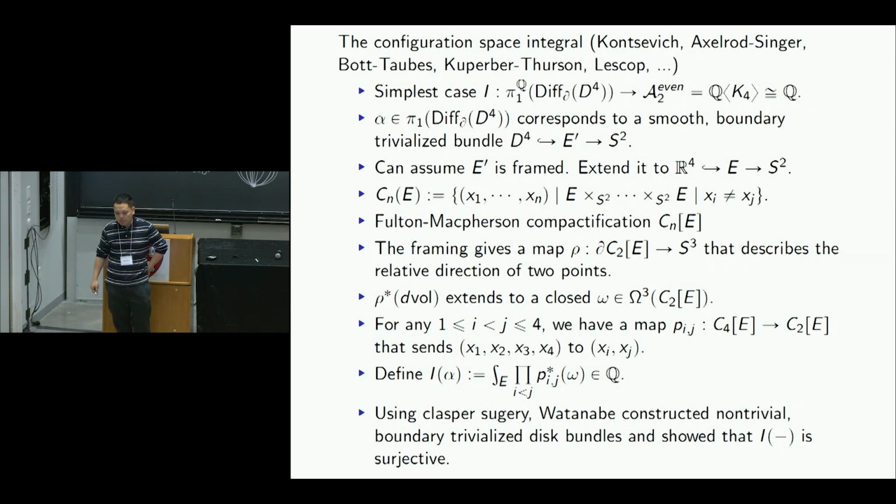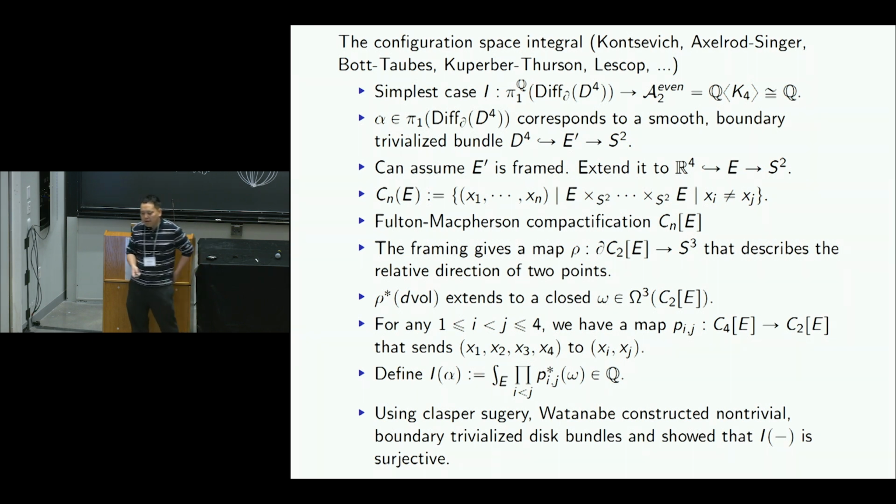Maybe let me talk about the invariants. This is the configuration space integral. It was proposed by Kontsevich and studied by many people over about 30 years, including Axelrod, Singer, Bott, Cattaneo, Thurston, Lescop, and many others. Let's consider the simplest case, the k equals 2 case. Oh, sorry, again, it should be A_4.